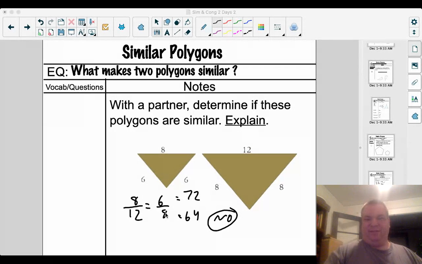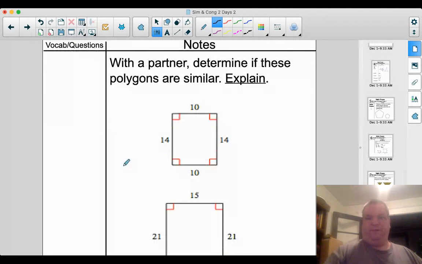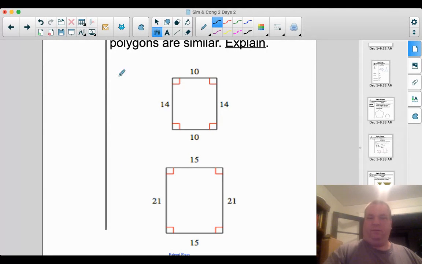If I check to see if that's true, I multiply, I get 72 there, 64 there. So that is not proportional. You might have also noticed this reduces to 3/4 and this reduces to 2/3. So that's another way again to check to see that they are not proportional. Okay. All right. Let's do another one.